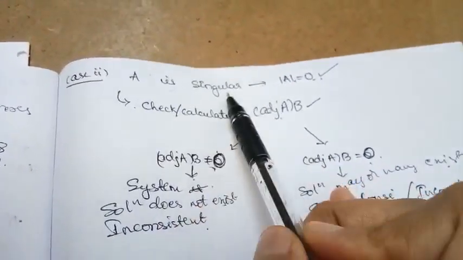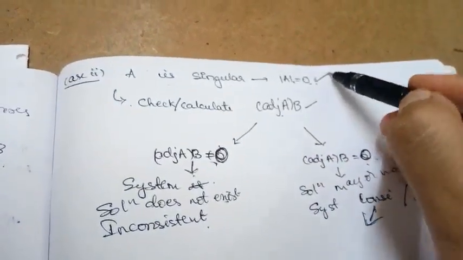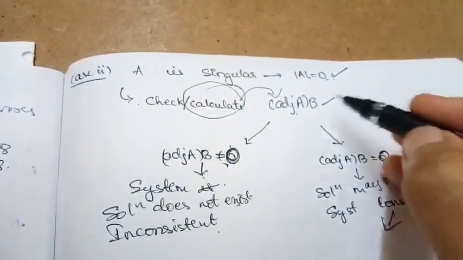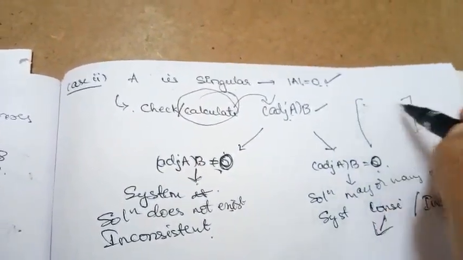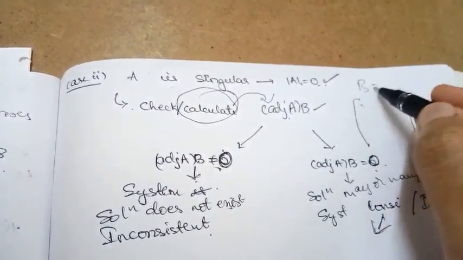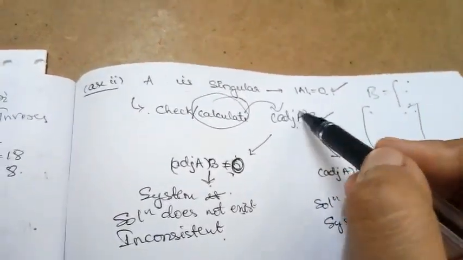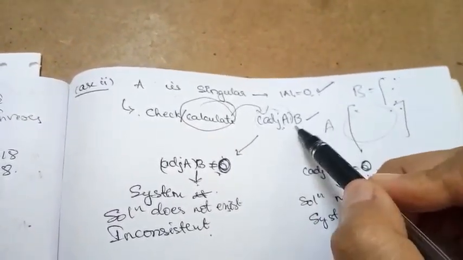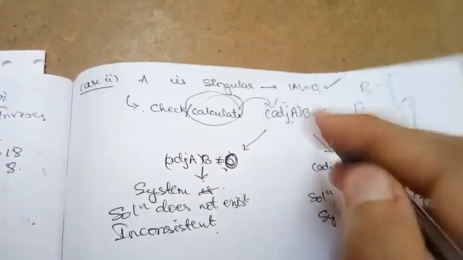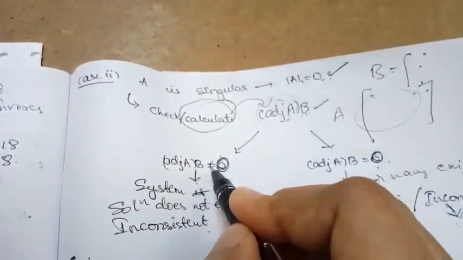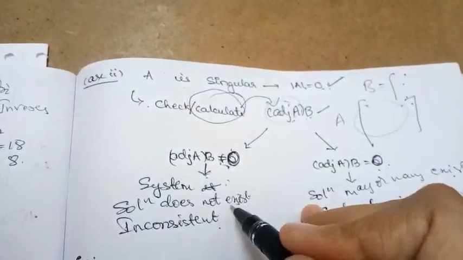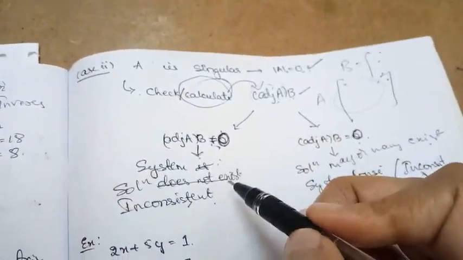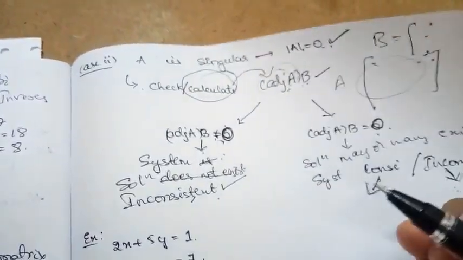If A is singular, meaning the determinant value is equal to 0, then we immediately calculate adjoint A into B. Our A is the matrix A1, B1, C1, and our B is D1, D2, D3. First we find the adjoint of this matrix, and after getting the adjoint we multiply with B and get one matrix. If that matrix is not equal to 0, then there will be no solution. If there is no solution, the definition says it is an inconsistent system.